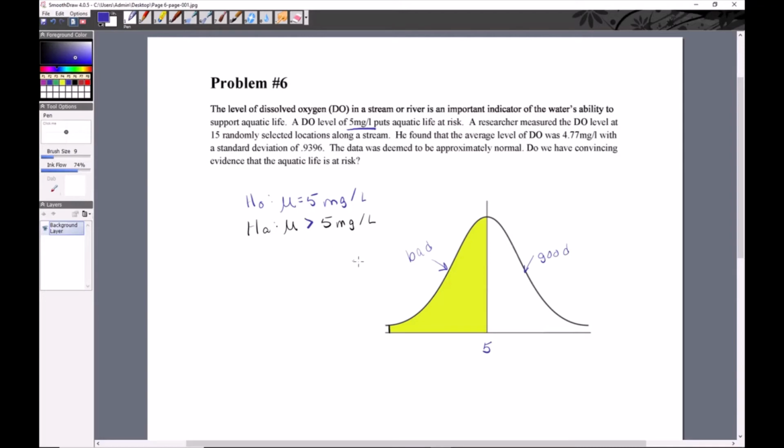All right? If you go with less than, you're going to say that equaling 5 milligrams per liter is bad. But everything less than that will be bad. You don't have a counter argument. So this is the only way that you can set it up.